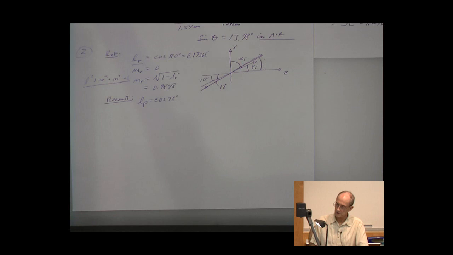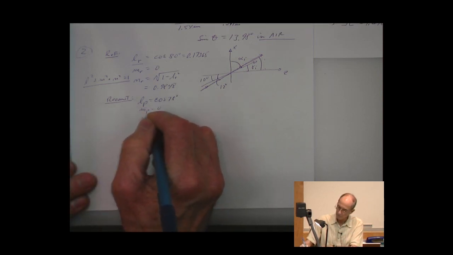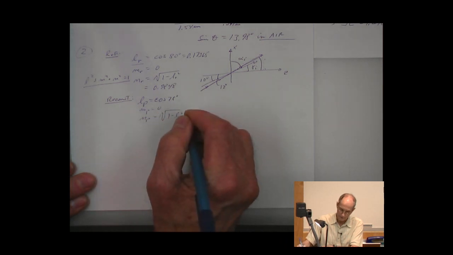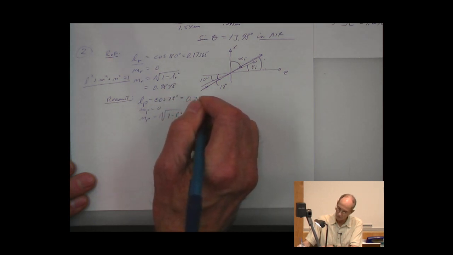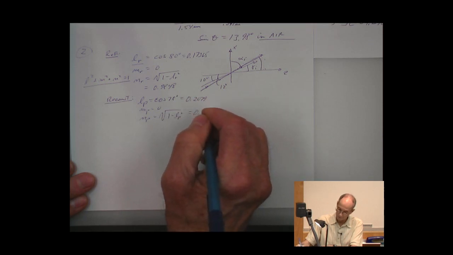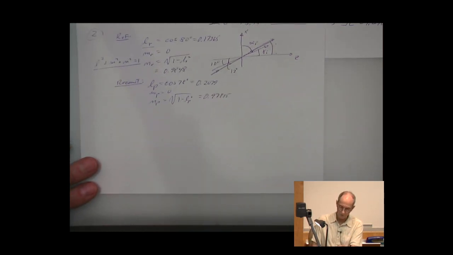Okay, so let's do the rest of LP there. MP of course is 0, and NP is, again, square root of 1 minus LP squared. That is equal to 0.2079, and this is 0.97815.